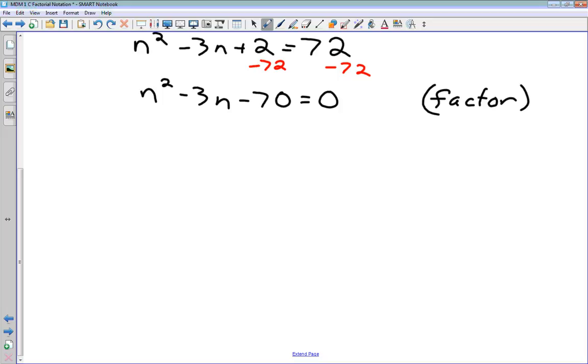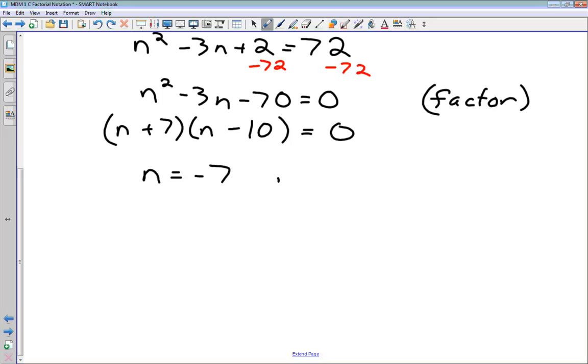So how do we factor this trinomial? We know we're going to have two factors. We need an n here and an n here because when we expand that out, that's what's going to give us our n squared. We're looking for two numbers that multiply to negative 70, add to negative 3. So those numbers are going to be negative 10 and positive 7. So this is telling us that our solutions here are n equals negative 7 and n equals positive 10.